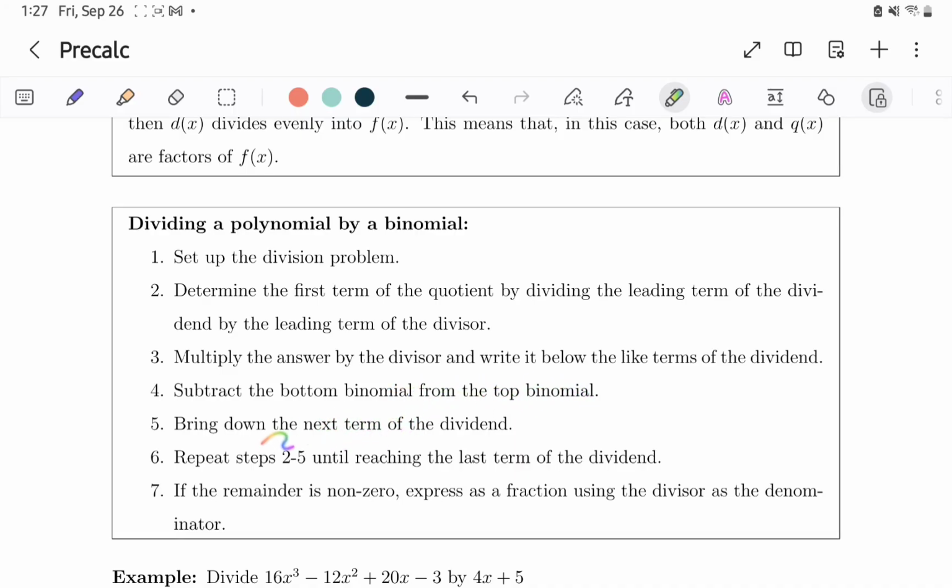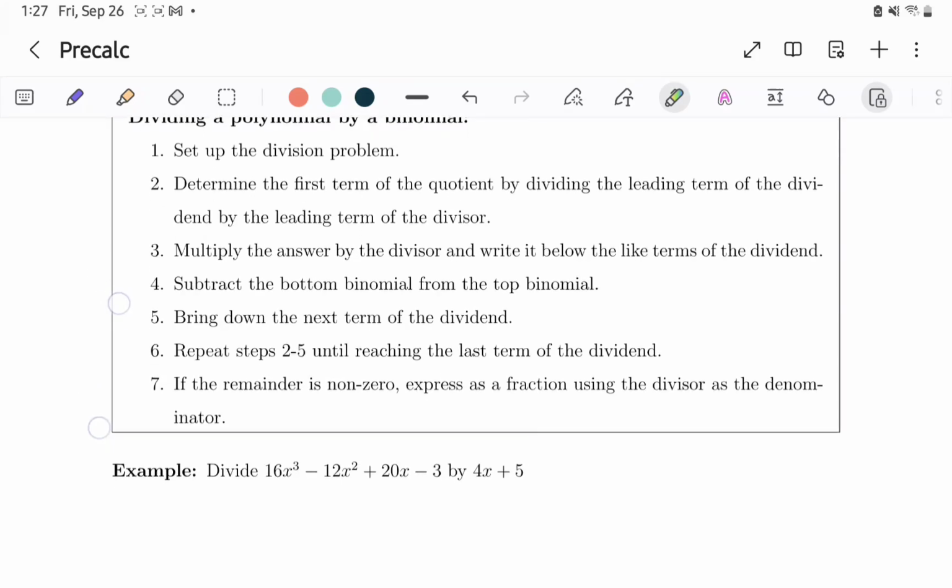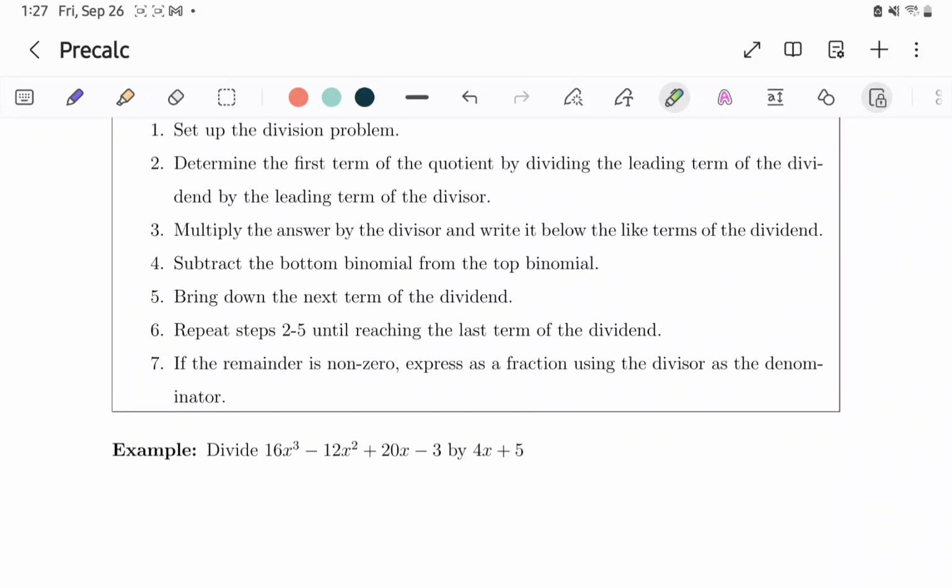And then we are going to bring down the next term of the dividend. And then we're just going to repeat steps 2 through 5 until reaching the last term of the dividend. And if the remainder is non-zero, we are going to express it as a fraction using the divisor as the denominator of that fraction. All right, so let's get into the examples.